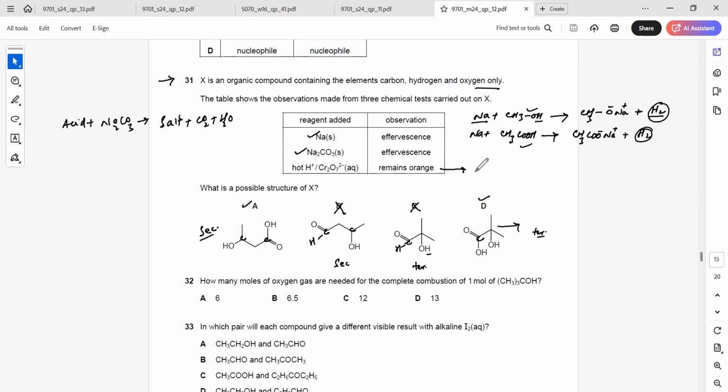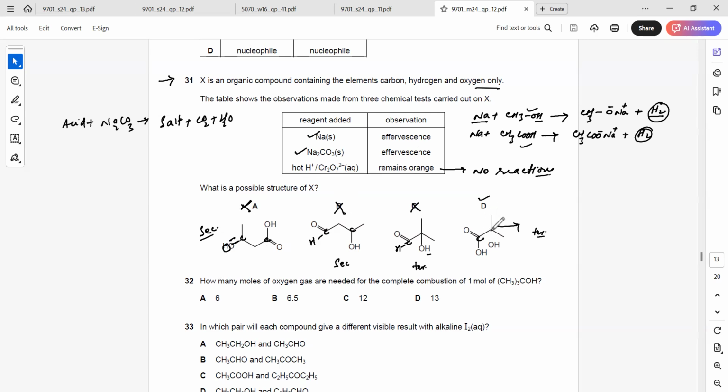It means no reaction, right? Okay. Here in option A, we have an alcoholic group. So this alcoholic group can undergo oxidation. And if it undergoes oxidation, it will give us a ketone because it's a secondary alcohol. So the color of this potassium dichromate will change from orange to green. But they are saying it remains unchanged. So it's not option A.